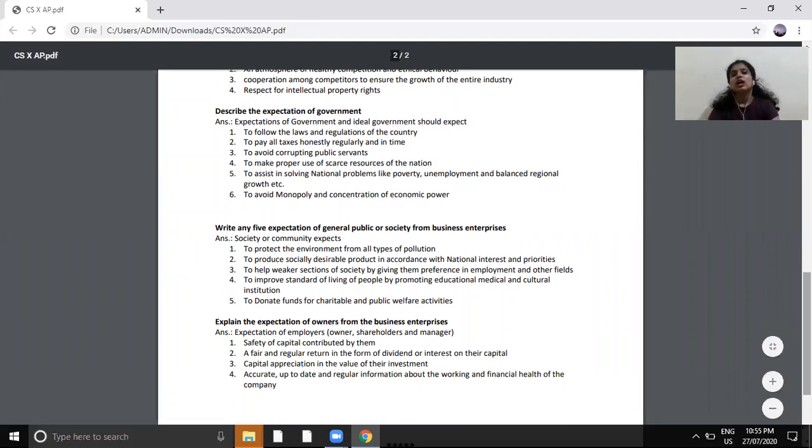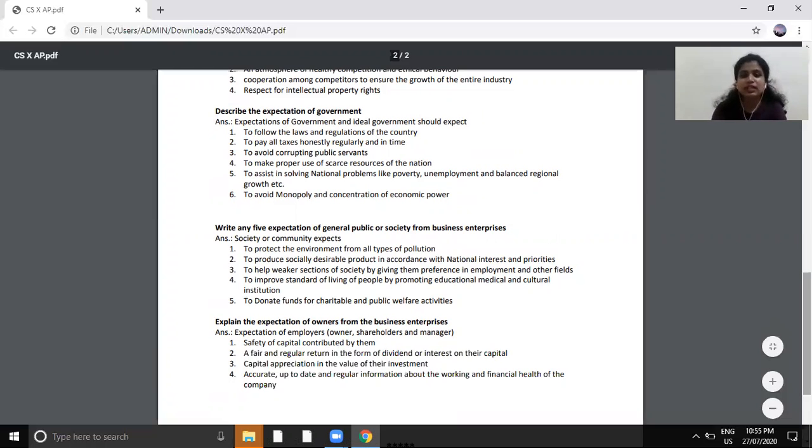Now here, again you will create a sentence, like 5 expectations of general public or society from business enterprises are, and then you will write 5 expectations. Likewise for the next question also, create a sentence by picking up words from the question itself, and then write down 5 expectations.